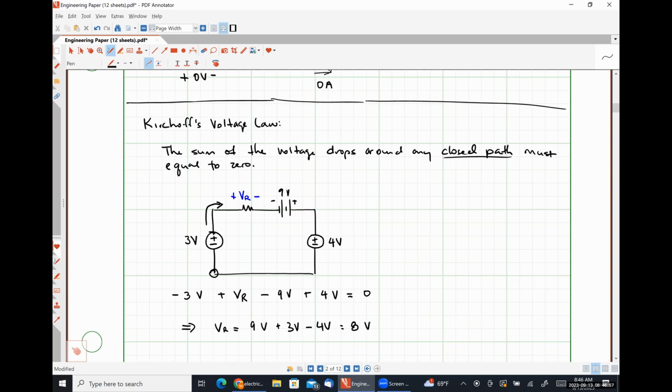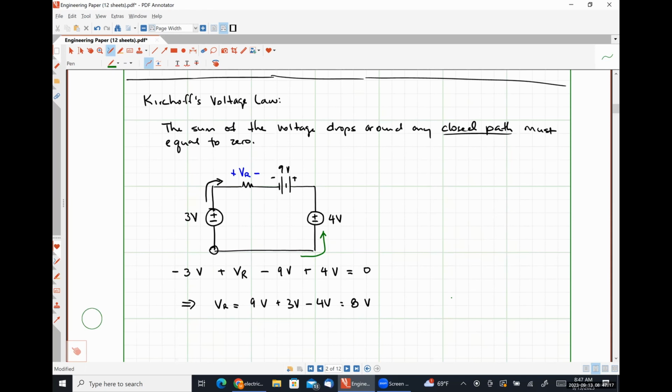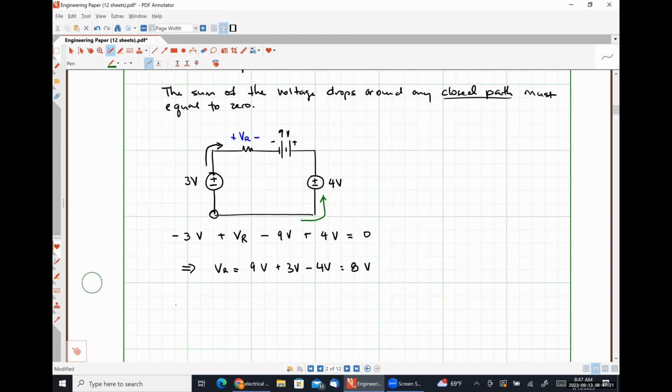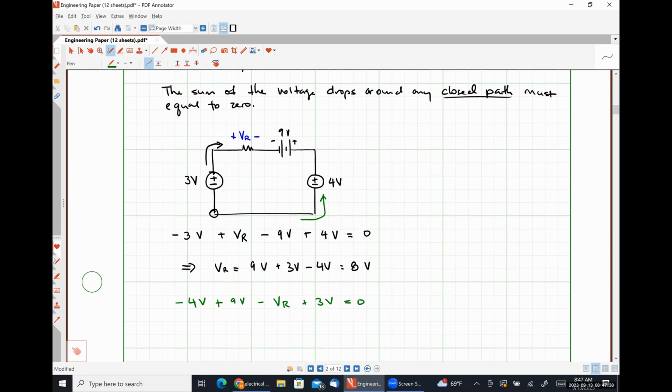If we had chosen a counterclockwise path around this loop, let's do this one in green. Let's say that we went this way instead. Let's just see, for the sake of argument, if we get the same result. Going counterclockwise around this loop, the first thing we would see is the negative polarity terminal of the 4-volt source, then the positive polarity terminal of the 9-volt battery pack, the negative polarity terminal of our resistor voltage, the positive polarity terminal of our 3-volt source. Set this equal to 0. I'm going to move VR to the other side of the equal sign. So I have negative 4 volts plus 9 volts plus 3 volts is equal to VR. Negative 4 plus 9 plus 3 is once again 8 volts.